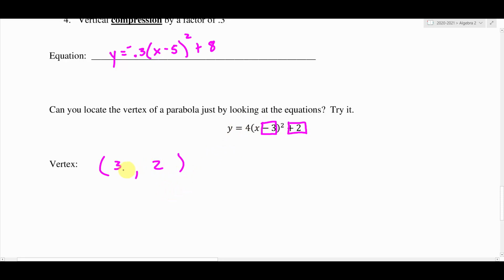So remember, the h is opposite, the k is the same. This would be the vertex of this parabola. I don't need to graph it, I don't need to go to the table, I don't even need to see it. I know this is where the vertex is going to be.